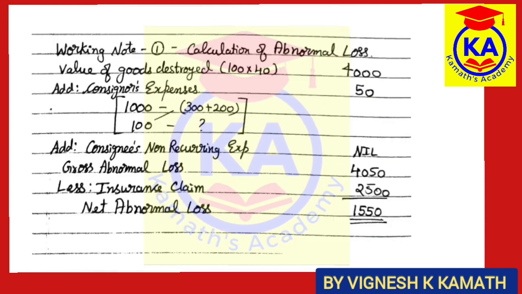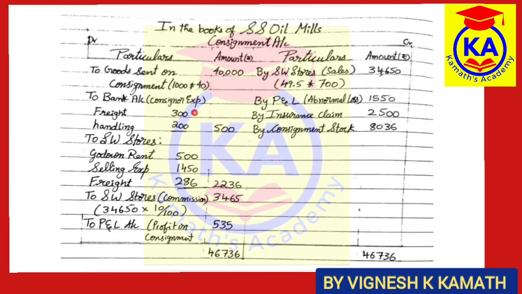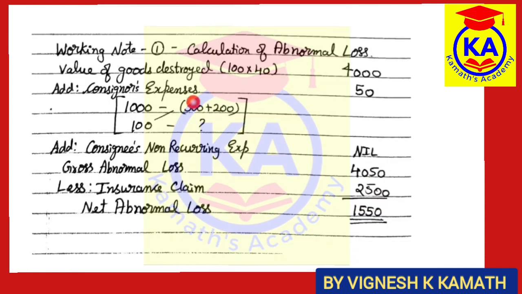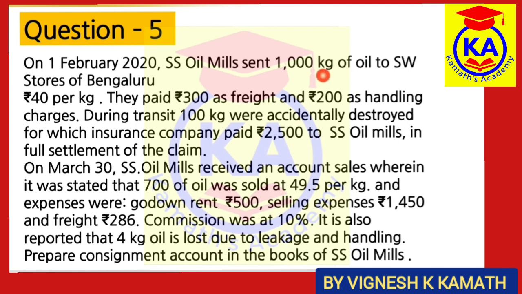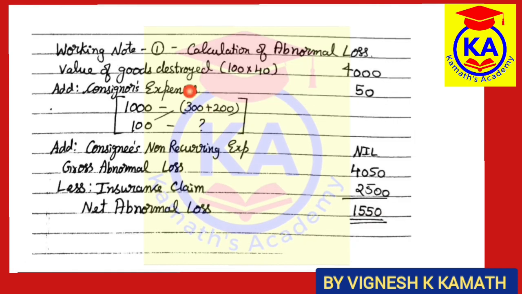During the valuation of abnormal loss or closing stock, you have to add all the consignor expenses. Please note, you have to add all the consignor expenses. Freight, handling, so 300 and 200 comes up to 500, right? For 1000 kgs, it is 500 rupees. Consignor expenses came up to 500 rupees for 1000 kg. For 100 kgs, how many rupees? You're calculating for 100 kgs of oil. So you have to cross multiply here: 100 into 500 divided by 1000.